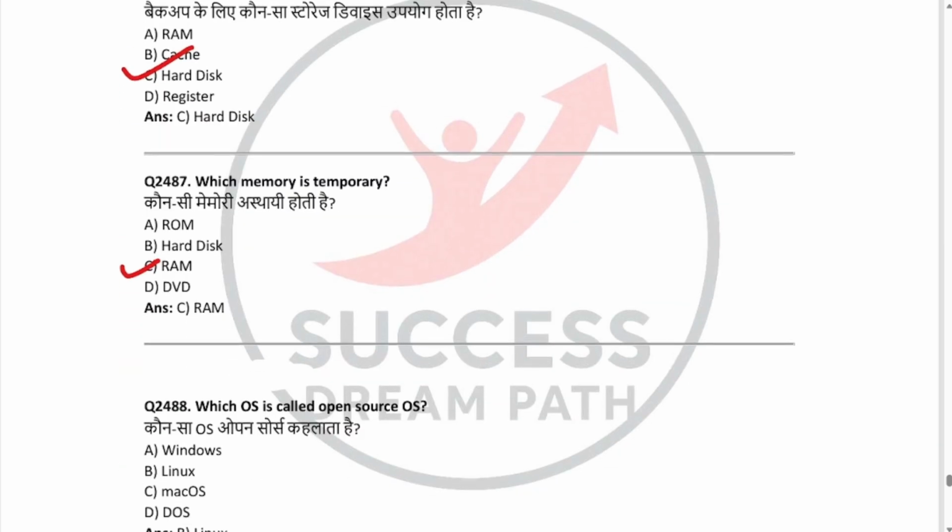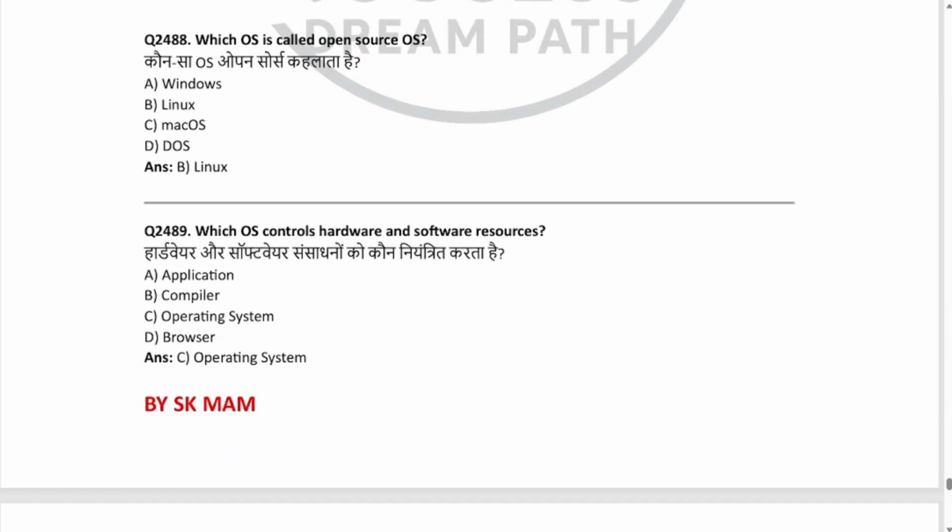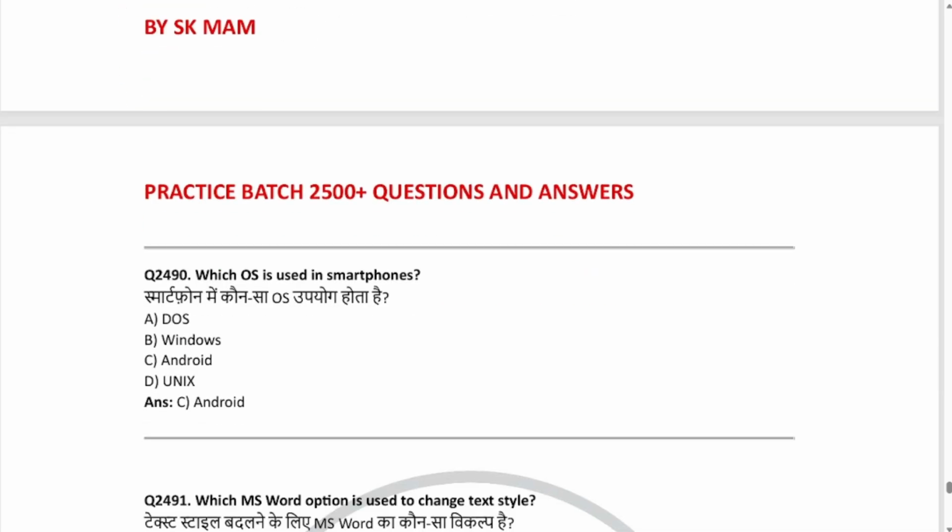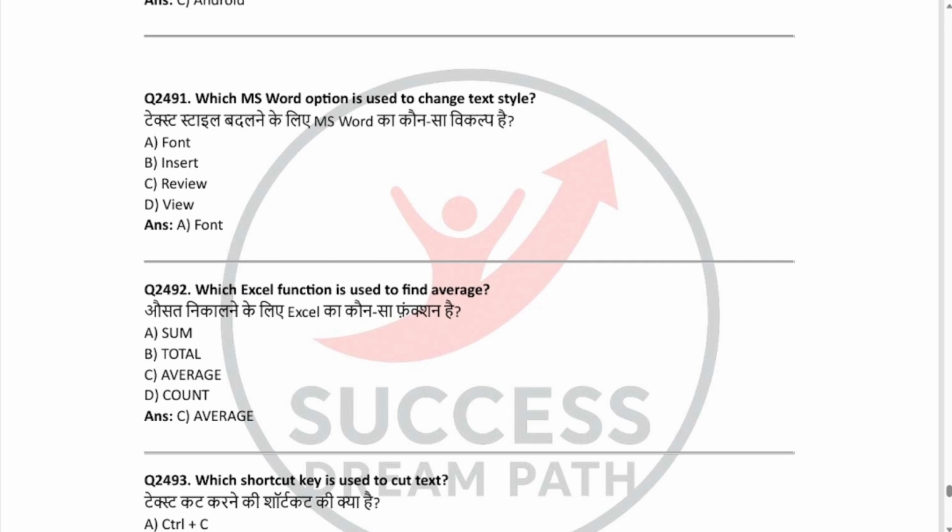RAM. Which OS is called open source OS? Linux. Which OS controls hardware and software resource? Operating system. Which OS is used in smartphones? Android. Which MS Word option is used to change text style? Font. Which Excel function is used to find average? Average.